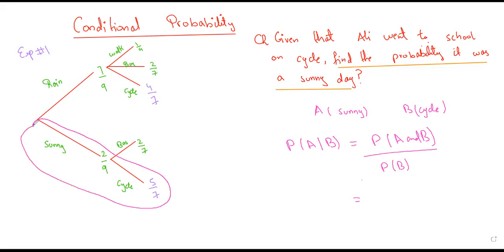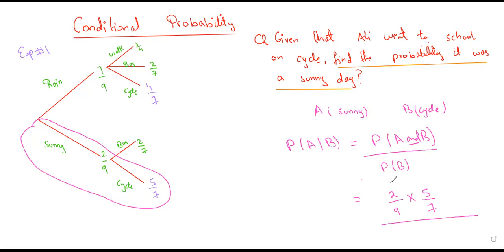So I have two branches basically. We know we multiply for such cases, and from the word "and" we are always multiplying. So it would be 2 by 9 multiplied by 5 by 7, divided by... how do I find the probability of B? Like, what is the probability that he is going by cycle?